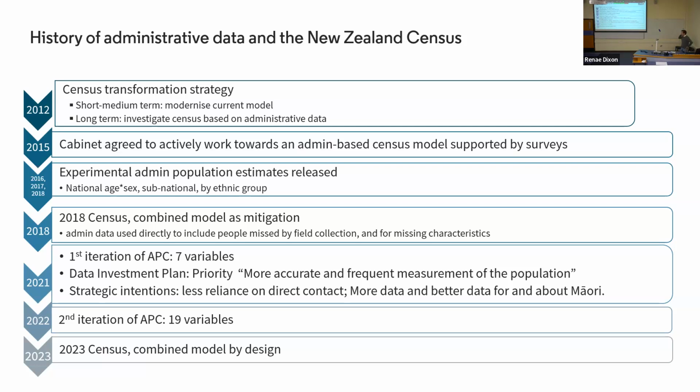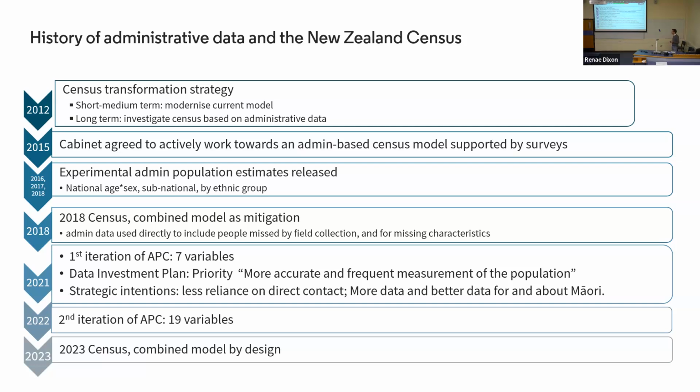As mentioned, in 2018 admin data was first used in the census to fill in any gaps left by the field enumeration. And then in 2021, we actually did release the first APC, and last year the second APC. And as you can see, a bit of growth there in terms of size, adding in a lot more variables.